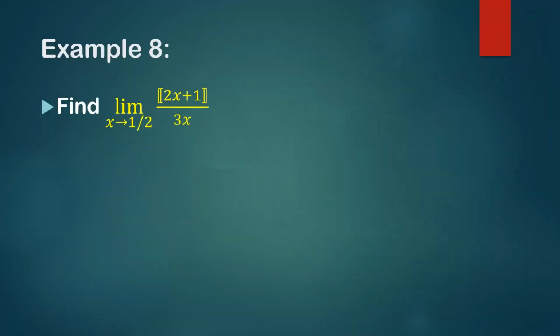Now, for our example 8, we have a piecewise function. What we will look at first is, does this make this one an integer? The expression inside our greatest integer function notation. So, 2 times 1 half plus 1, this is 1 plus 1, so that is equal to 2. That means 1 half is actually a sort of transition point, meaning the value of the greatest integer function is different on the left and right of 1 half.